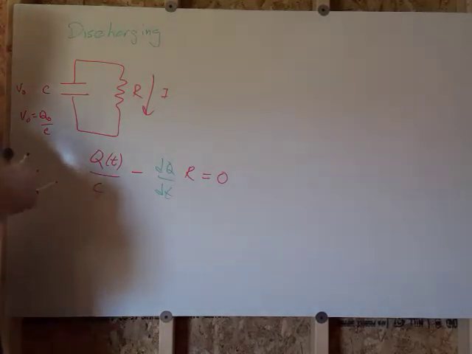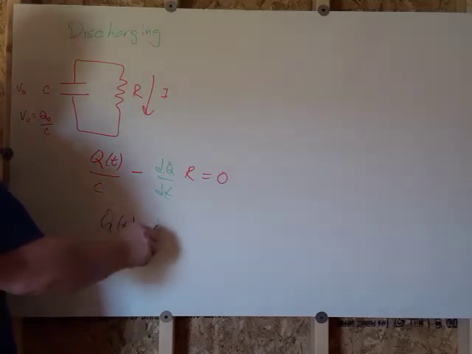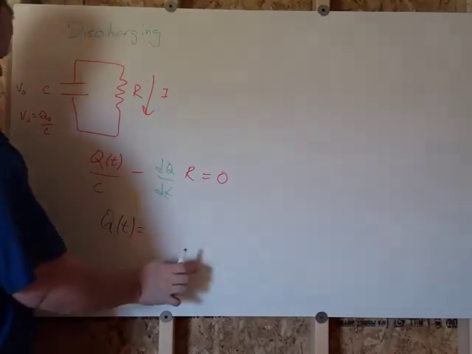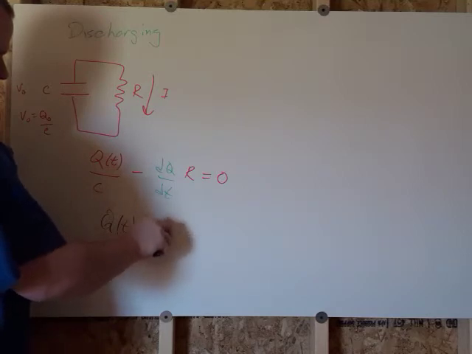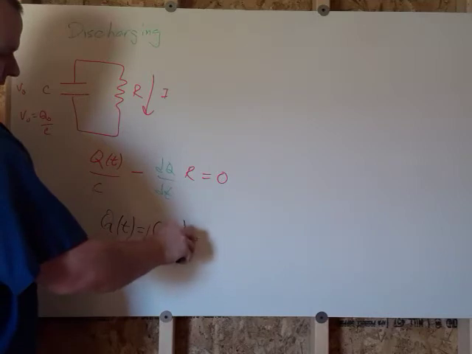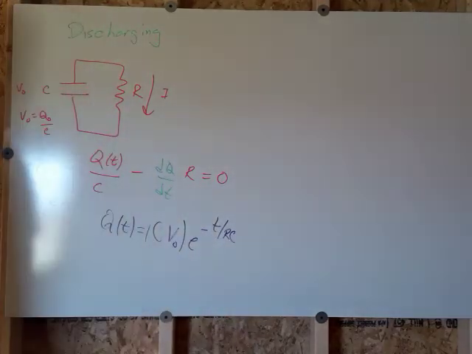And what we end up with is the charge as a function of time is some initial charge that's built up on here. And we can call it what it is. It's C times V naught. And then we'll have e to the minus t over RC.